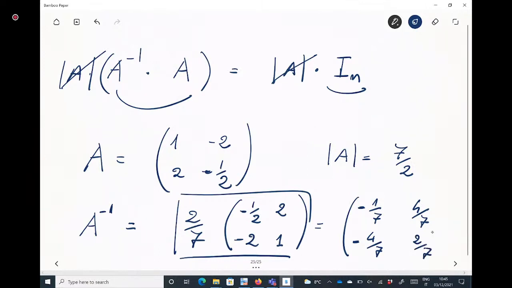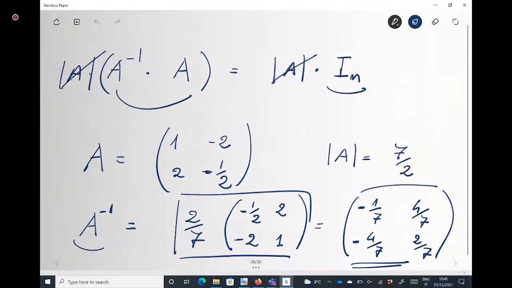Okay, so this is the full expression for the inverse matrix, and this is the expression of the inverse matrix in which we use a product between a matrix and a scalar. Okay, is that okay? So this is minus 1 over 7, 4 over 7, minus 4 over 7, and 2 over 7 again. Now, look at this inverse matrix.